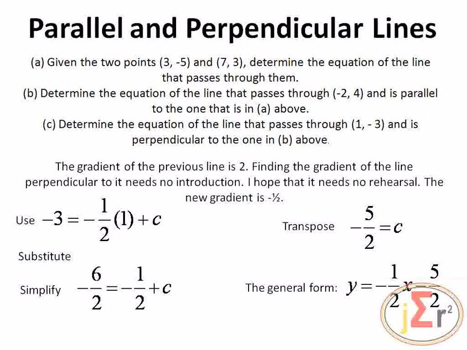So the general form we are going to use is y = mx + c. So y is equal to, what is m? Right there, negative a half. And what is c? Right there, negative 5 over 2. So y = negative a half x minus 5 over 2. And that's our solution.